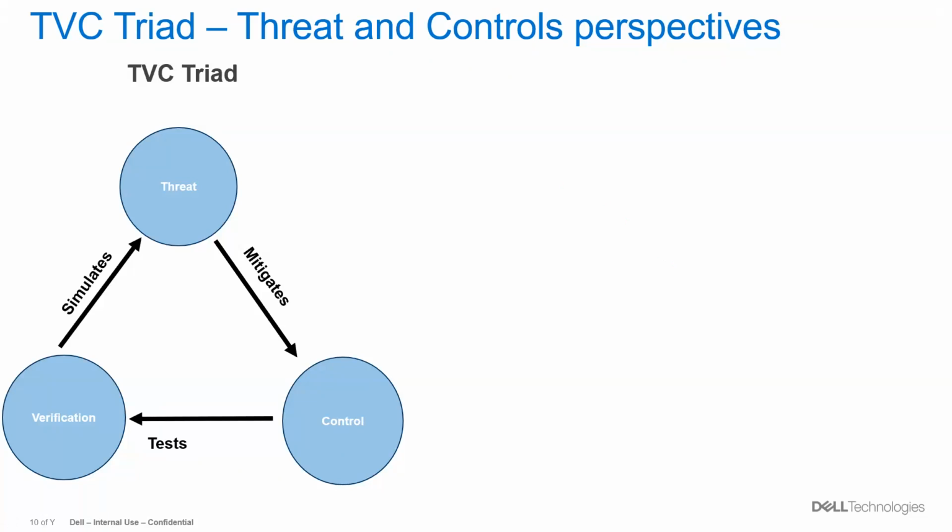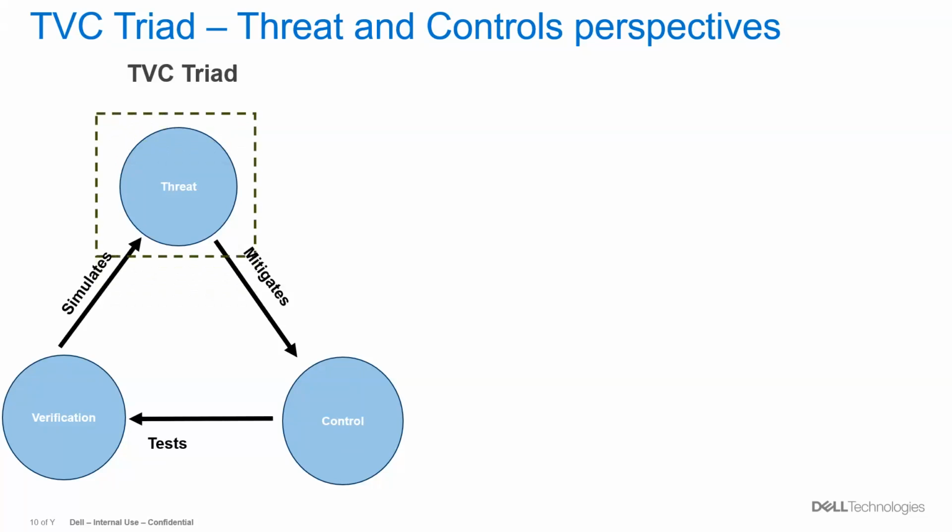So your threat is going to be mitigated by a control, and your control will be tested by a verification. And when you do a verification activity, which in simple terms you can say is testing, it is going to simulate a threat. So this cyclic function has to work really well in order for us to get reliable and resilient software.